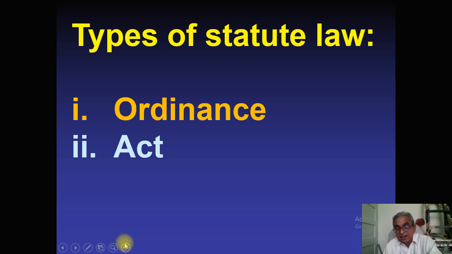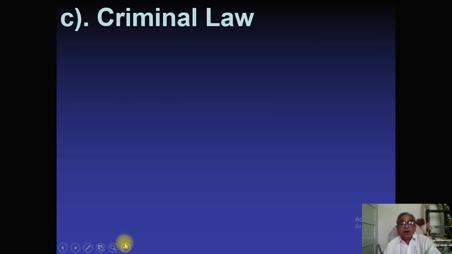So the difference between ordinance and act: ordinance is a temporary law, act is a permanent law. Ordinance is issued for a certain period. An act is forever until and unless it is cancelled by the parliament, or any amendment may be made in the act. So an act is a permanent law and an ordinance is a temporary law.